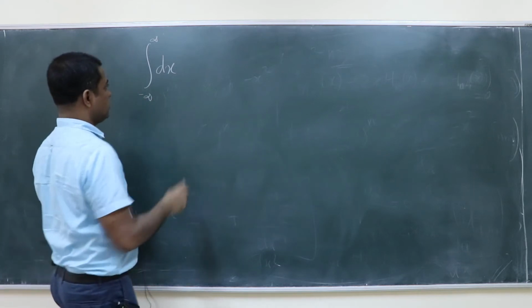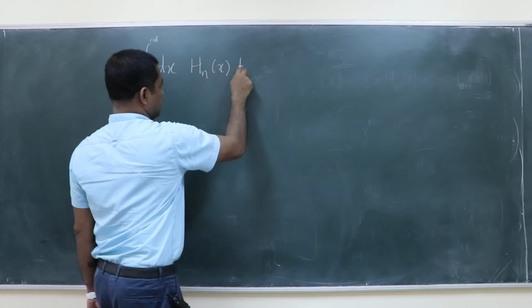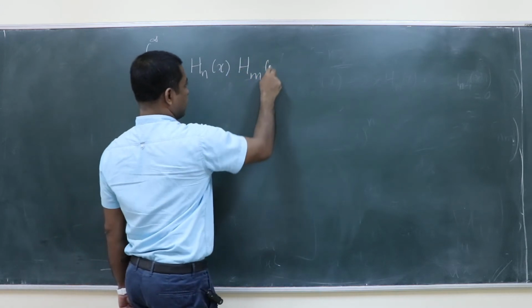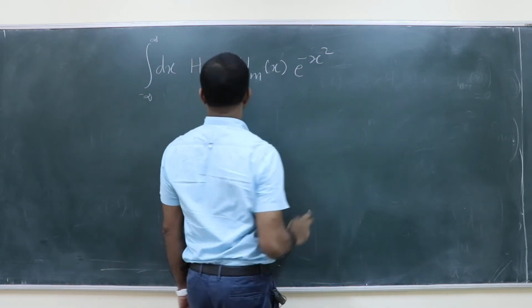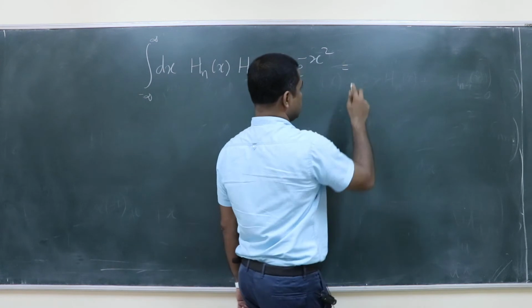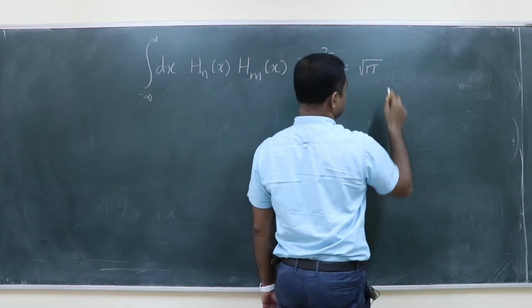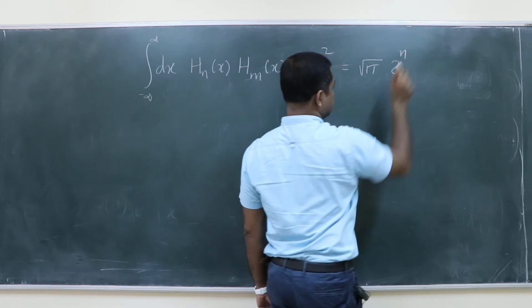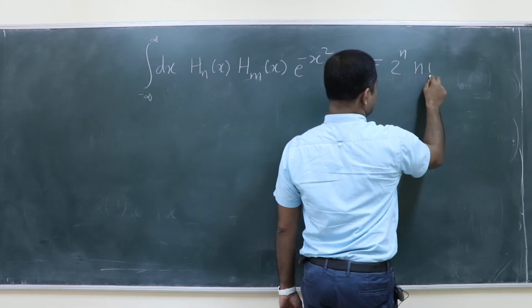Hn of x, Hm of x, e to the power minus x square, which is equal to square root of pi into 2 to the power n, n factorial, delta nm.